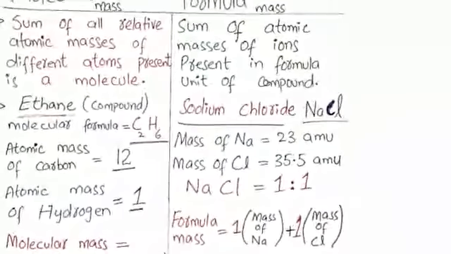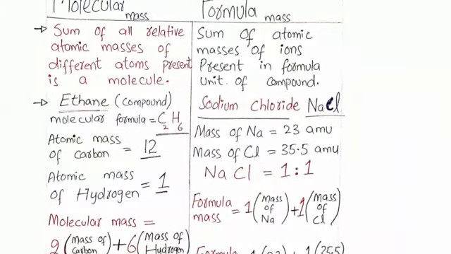Formula mass is the sum of atomic masses of ions present in the formula unit of a compound. Again, we have an example of sodium chloride. The mass of sodium is 23 atomic mass unit, while the mass of chlorine is 35.5 atomic mass unit. Students, remember that these masses of different elements are fixed. They are measured by scientists. In case of any difficulty, you should buy a periodic table. It will help you a lot.